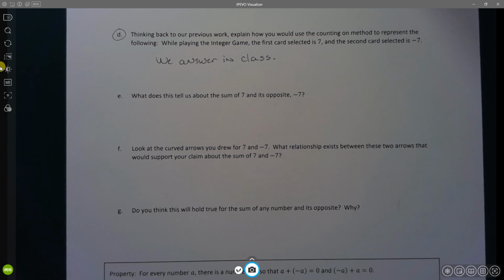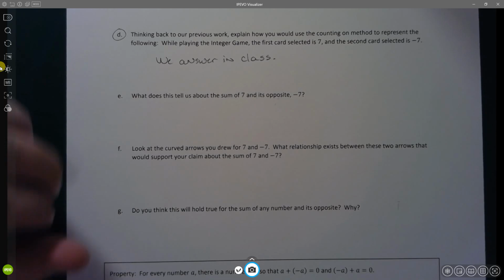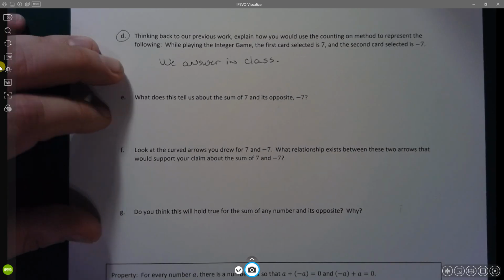All right. We're going to answer this one in class, so I want you to think about it. How would you use the counting on method to represent the following statement? So what does this tell us about the sum of 7 and its opposite, -7? I want you to think about this. If you move 7 units to the right, let's go back and take a look at this before we get to that point.